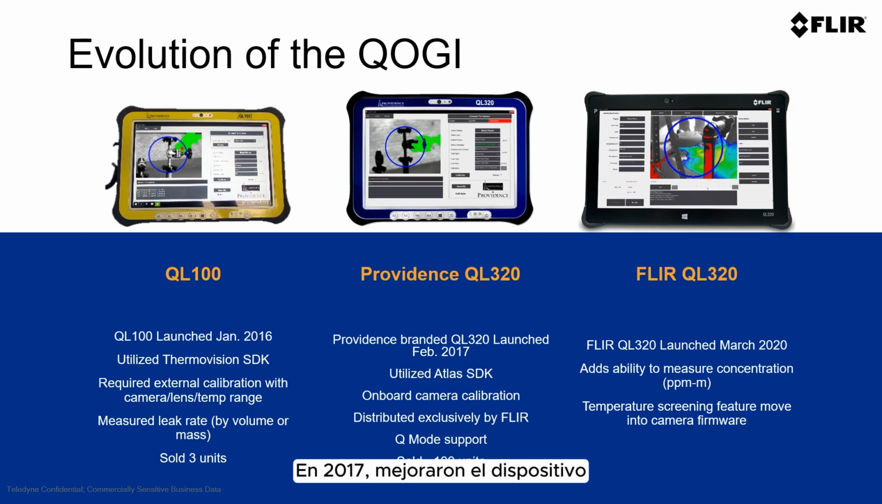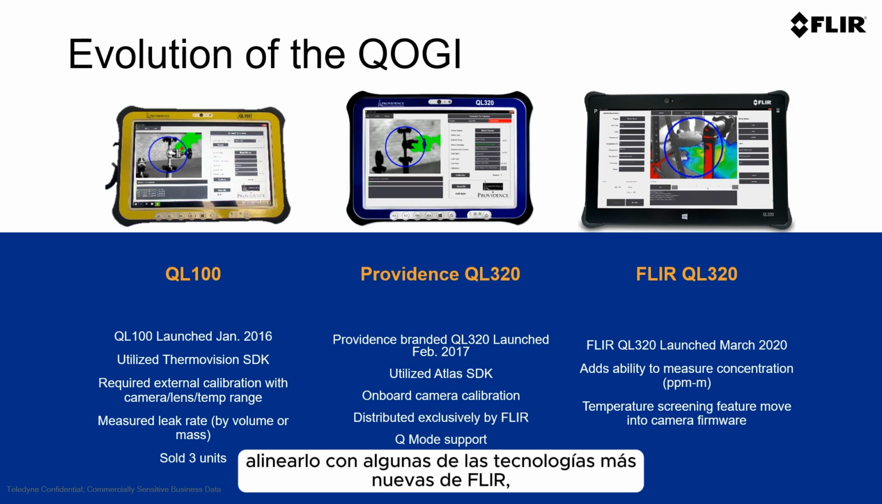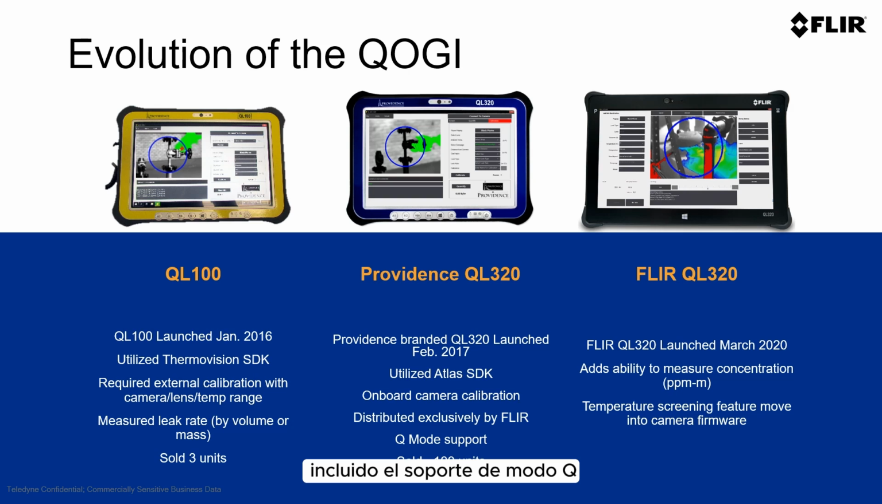In 2017, they revamped that to make it a little bit easier to use and to align with some of the newer FLIR technology, including Q mode support, to allow operation in ATEX areas. After a more direct partnership with Providence, FLIR and Providence in 2020 launched the FLIR QL320, which is the baseline of the QOGI technology that's in the market today in a tablet. This added a number of features like the ability to measure concentration and some of the screening features which are critical to the use of the technology.